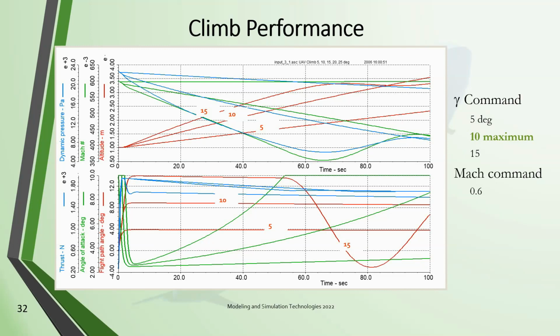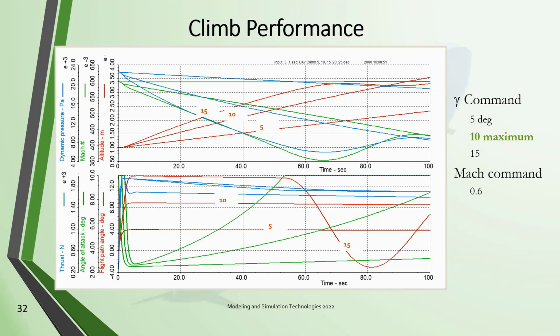So what is the climb performance? What's the maximum gamma that this UAV can climb with? The conclusion is 10 degrees, and that's driven by the bottom frame here, because you can see at a gamma command of 15, the UAV really can't maintain that. Initially it does, but then it drops down to even negative gamma.